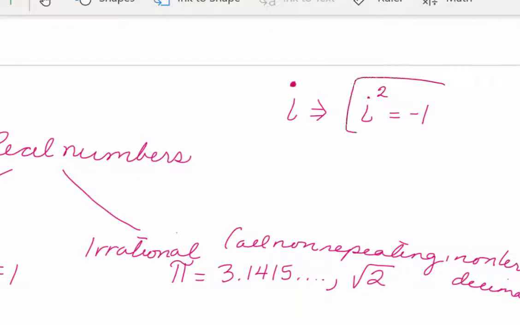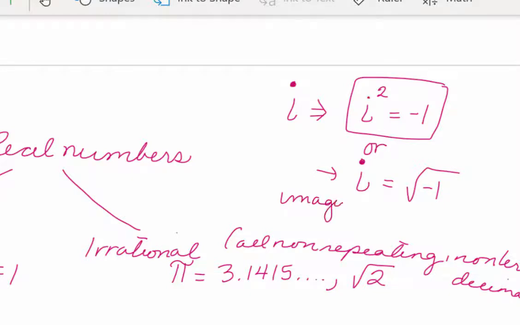Okay, so that's the definition, right? Or you may see it this way. This new number i is equal to the square root of -1. And we call i an imaginary number. Okay? And now i is part of another set of numbers called the complex numbers.